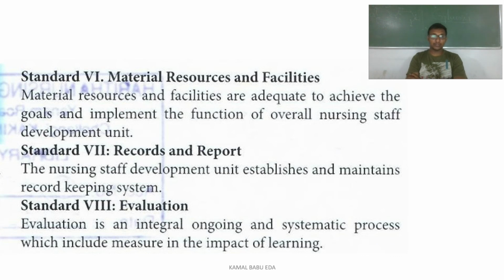So material resources and facilities should be adequate to achieve the goals and implement the function of the overall nursing staff development unit. Are they there or not? You have to see. Seventh one is records and reports. The nursing staff development unit establishes and maintains the record keeping system. So whatever things are being done in the ward should be kept in a record system.